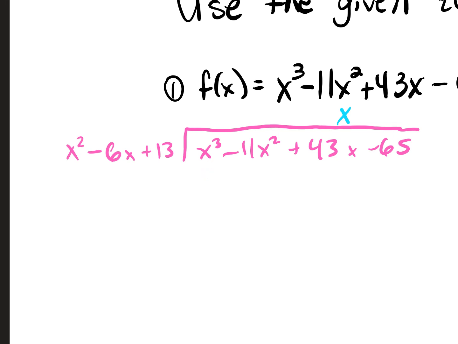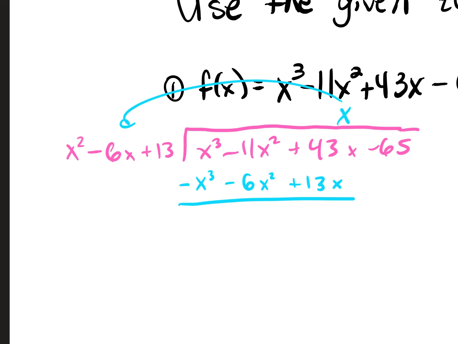Once I write it on top, then what do I do? Multiply by everything on the outside. So x times x squared would be x cubed. X times negative 6x is negative 6x squared, and x times 13 is 13x. What would I do next? Change the sign and combine. So all of these, we change the sign. So the x cubes cancel. Negative 11x squared plus 6x squared would be negative 5x squared. 43x minus 13x would be 30x.